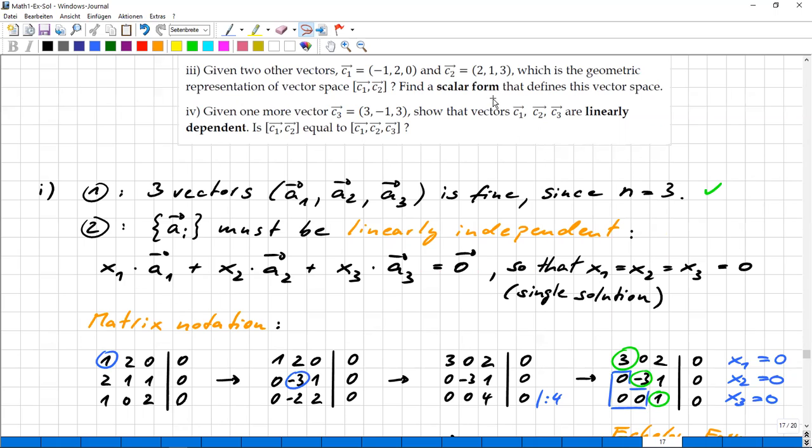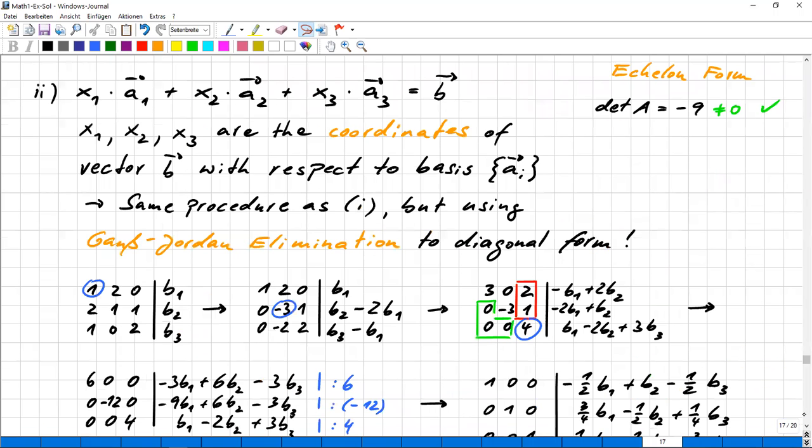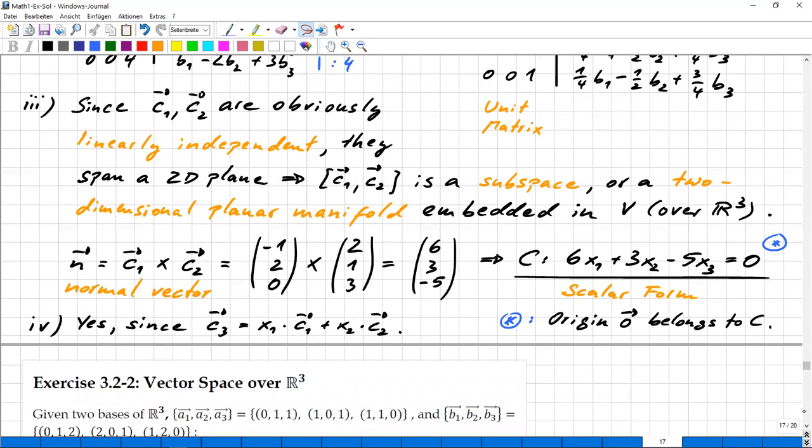Find a scalar equation which defines this vector space. This is like in school called analytical geometry, and we'll do it. And then finally, we will introduce another vector and find out whether something changes or not. Okay, so with the third, it starts this way. I say that C1 and C2 are obviously linearly independent, so I think I don't have to comment on this, I just did.